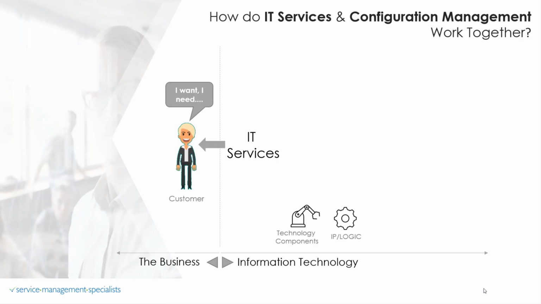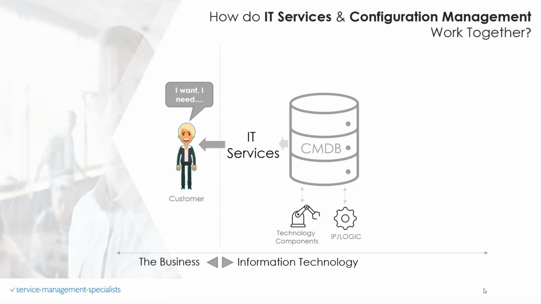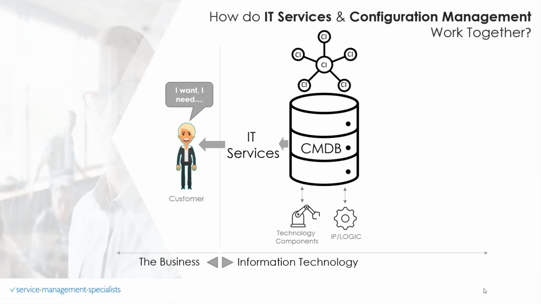So the way in which we store those as components is in the CMDB, or the Configuration Management Database. We tie all those relationships together in logic to underpin the IT service. We record each one as what we call CIs, or configuration items, and we map the relationships, and they all sit within the CMDB.